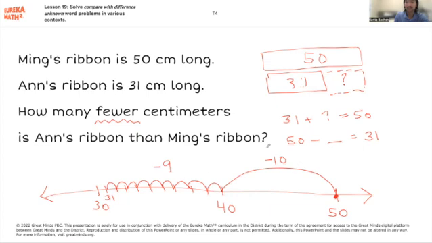So together, right, 10 plus 9 is 19. So Anne's ribbon is 19 centimeters shorter using this number line. Right? I also know that 50 minus 19 is equal to 31, or 31 plus 19 is equal to 50, right? If I were to use these tape diagrams, like you didn't start counting up, right? From 31, if I count 19 times, I would get to 50. So those are all the different ways you can solve these problems, okay?